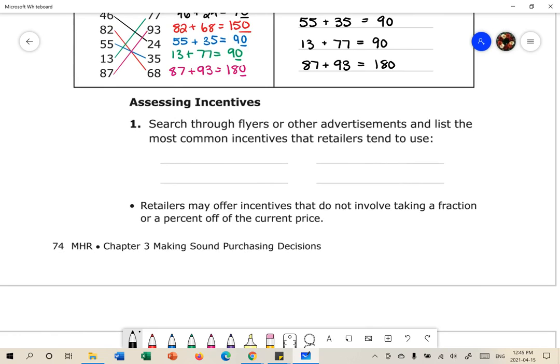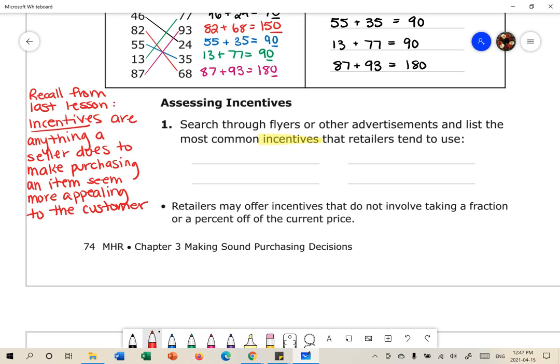I'm going to begin at the bottom of the first page, Assessing Incentives. Search through flyers or other advertisements and list the most common incentives that retailers tend to use. Before I list some incentives, I just wanted to review the term incentives that we learned previously. Incentives are anything a seller does to make purchasing an item seem more appealing to the customer.